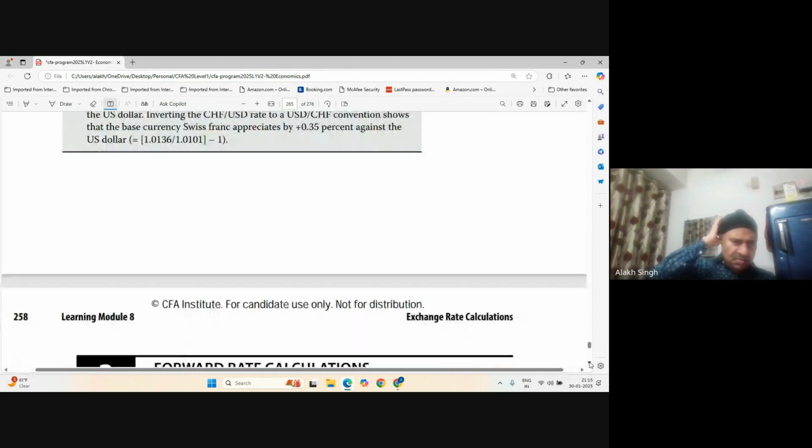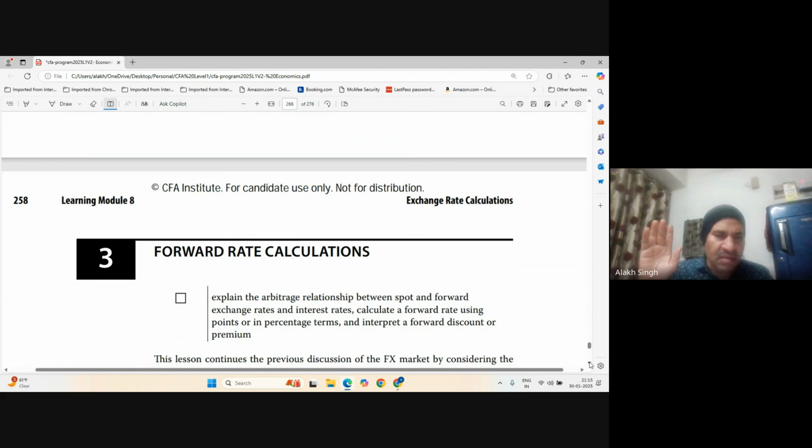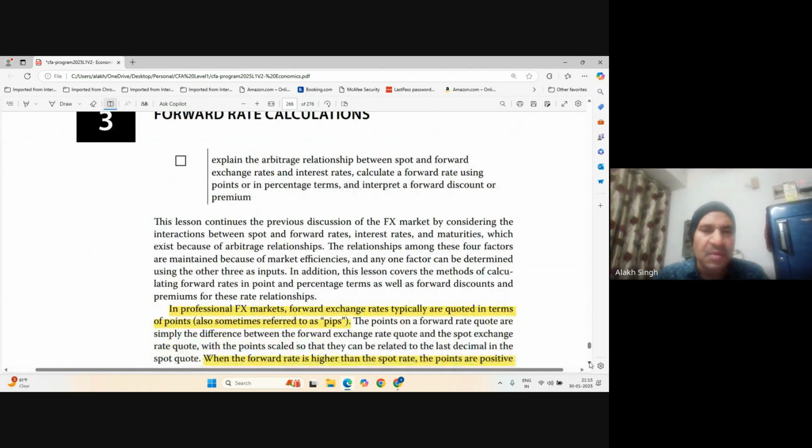Okay, so this one was easy. Forward rate calculation. You had studied about forward rates for commodity prices, equity prices, and bond prices, but here it is exchange rate. Since there are two currencies involved, you will learn something new. But it is equally like that, exactly how to calculate forward prices.